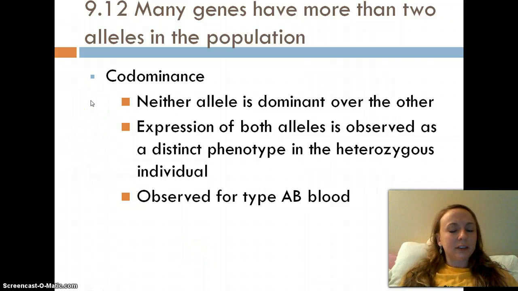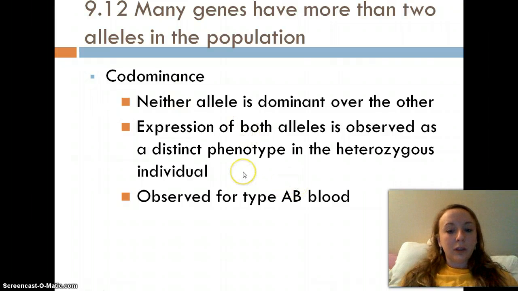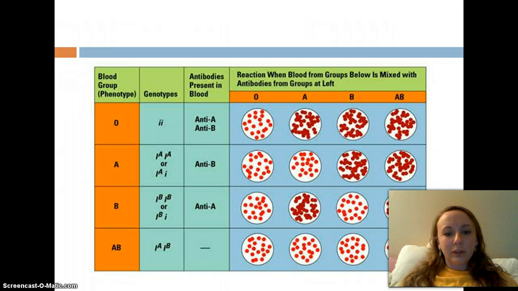That leads us to codominance. With these multiple alleles in the population, neither allele is dominant over the other, and the expression of both alleles can be observed in the heterozygous individual. A lot of you have heard the term AB blood. That's because A is not dominant and B is not dominant, so there's an expression of both alleles. This is called codominance. We're going to talk about blood type a lot more in class. It's a lot easier to show you and teach you about this if I can actually draw a picture, so definitely read up on that.